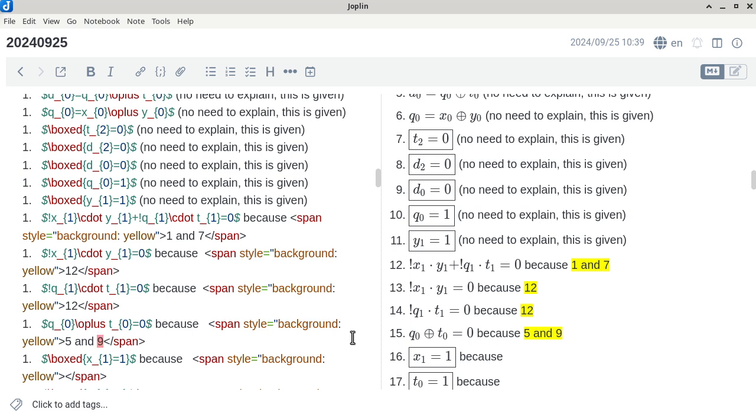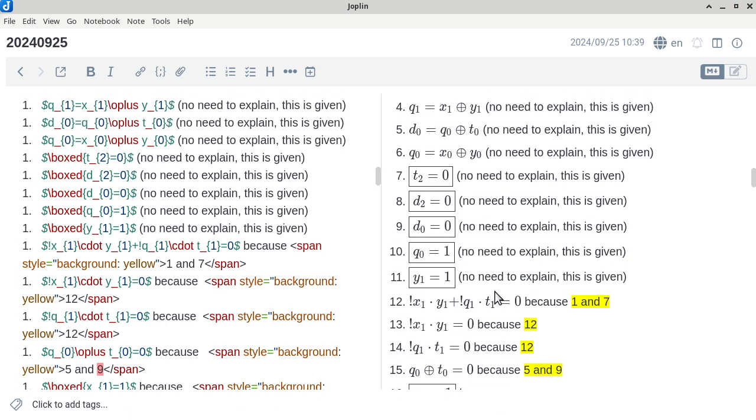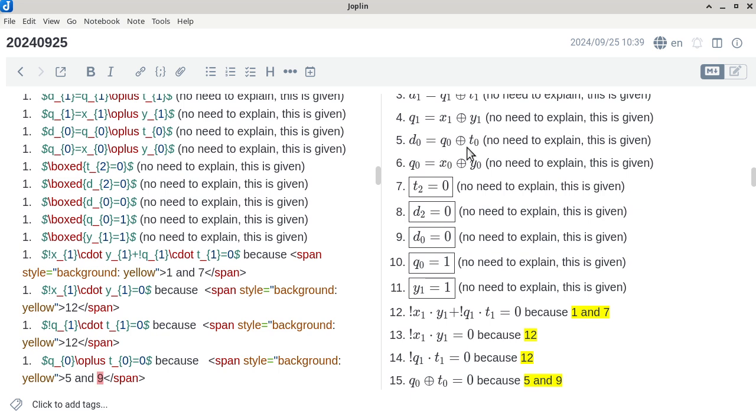Wouldn't it be just sufficient for 5? Or would that be a partial credit answer? That would be partial credit, because 5 alone doesn't say anything about what this should be. So 5 alone does not make the conclusion that it has to be a zero. It's only when you combine 5 with 9 that you know the expression is going to be false. Is that okay? All right.